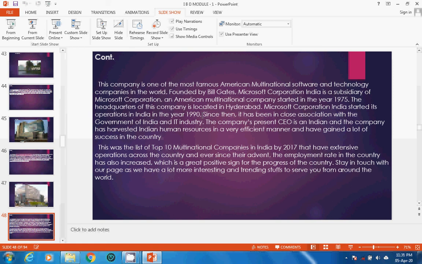This was the list of top 10 multinational companies in India by 2017 that have extensive operations across the country. Ever since their advent, the employment rate in the country has also increased, which is a great positive sign for the progress of a country like India.